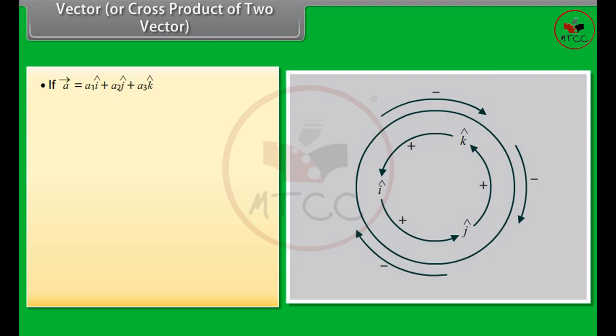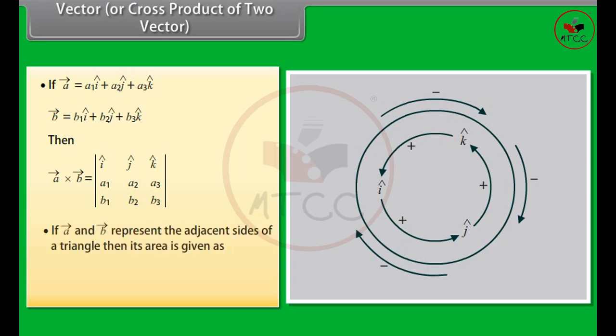If vector A is equal to A1 i cap plus A2 j cap plus A3 k cap, and vector B equals B1 i cap plus B2 j cap plus B3 k cap, then the vector product of A and B is equal to the determinant with first row i, j, k, second row A1, A2, A3, third row B1, B2, B3. If vectors A and B represent the adjacent sides of a triangle, then its area is given as 1 upon 2 times the magnitude of the vector product of A and B.